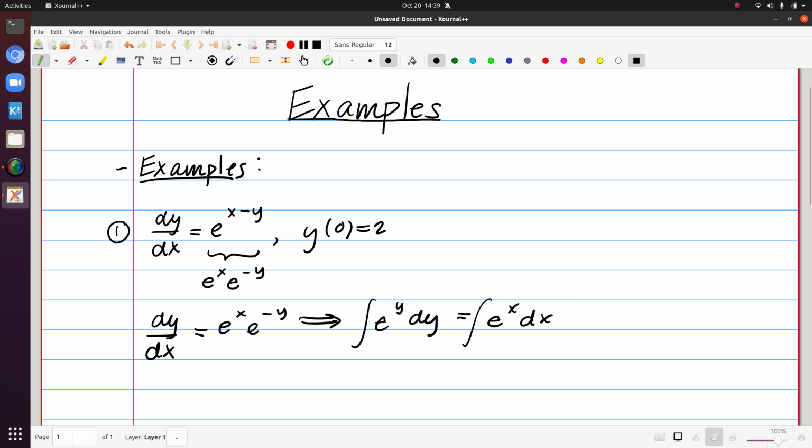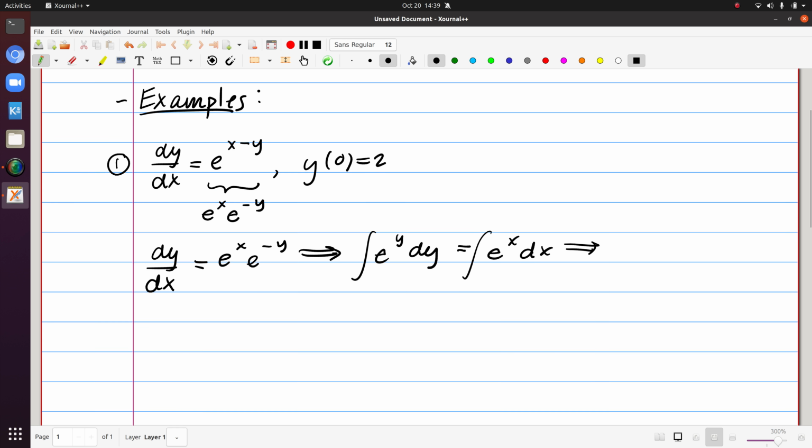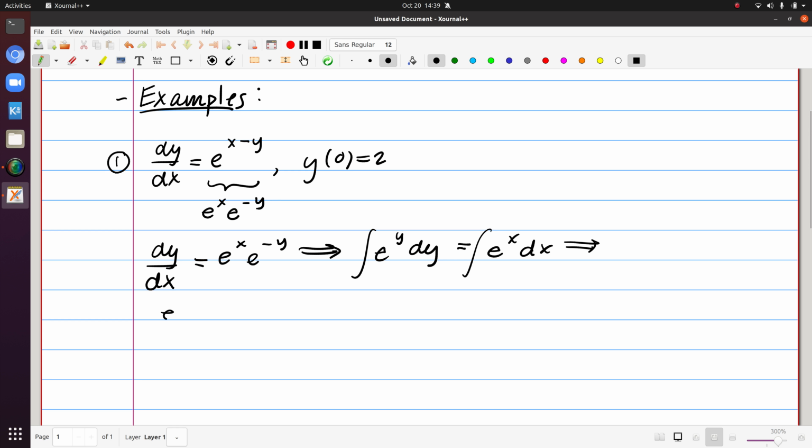So now we want to anti-differentiate both sides. On the left-hand side, we're going to get e to the y. On the right-hand side, we're going to get e to the x, but I'm going to bring in my integration constant. And we want to solve now for y, which will involve us taking the natural log of both sides. So our general solution here is going to be y equals the natural log of e to the x plus c.